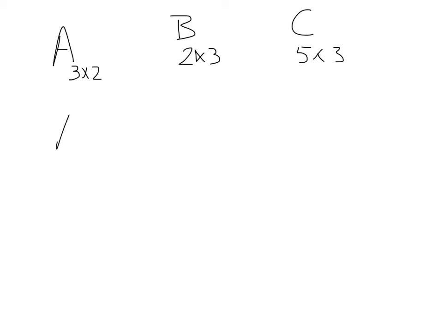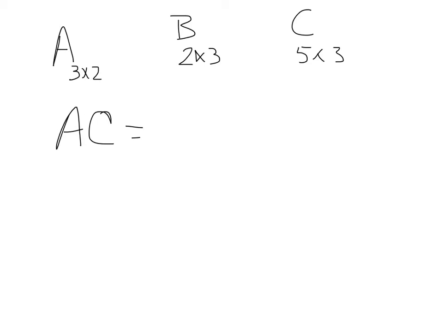If you have a matrix, we'll call it matrix A, and the dimensions of that matrix is 3 by 2, and then you have a matrix B, which has dimensions of 2 by 3. Then we have another matrix, matrix C, that has dimensions 5 by 3. And say I wanted to multiply A and C together. Could you? That's always going to be the first question.